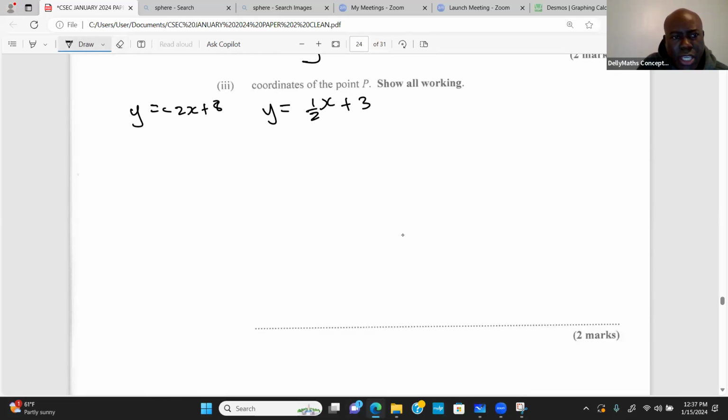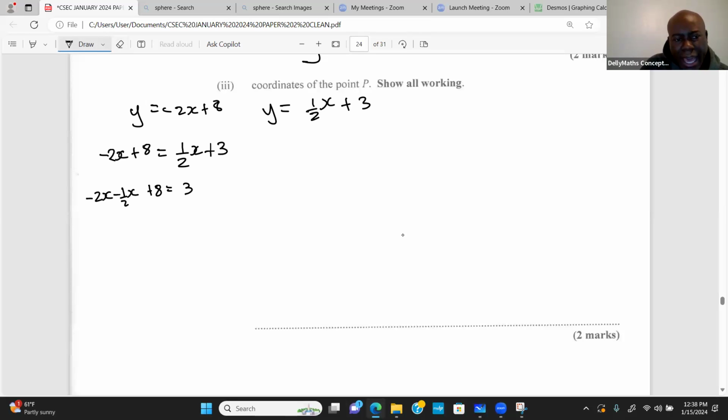So both of them should be equal: negative 2x plus 8 is equal to half x plus 3. I made a quick error here, but that's fine. If I subtract half x from both sides, I'm going to have negative x minus half x plus 8 equal to 3.